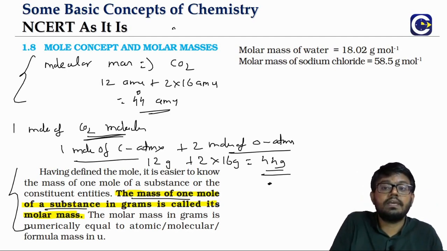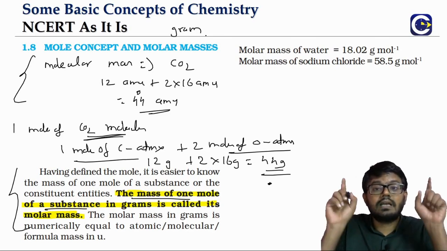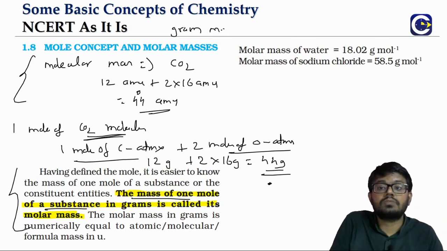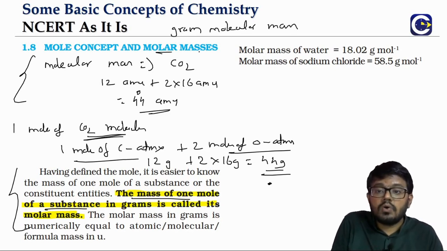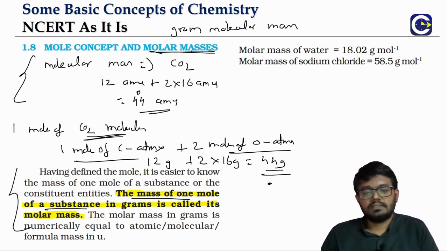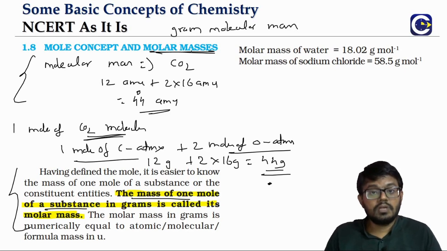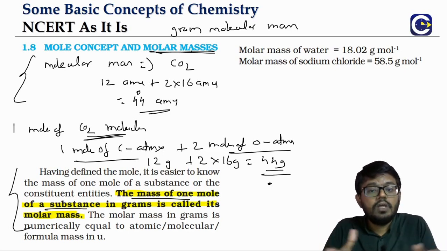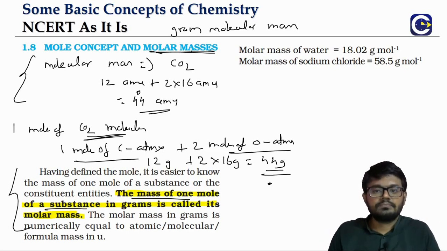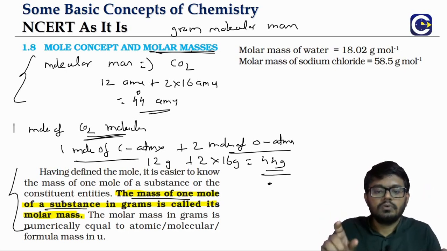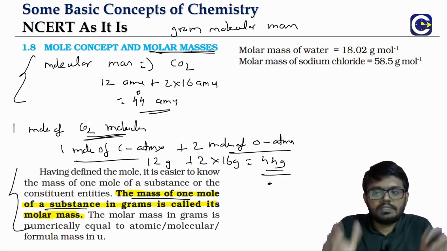So that is the reason why, just like we have used the word gram atomic mass, here we will be calling it gram molecular mass, but this is more commonly known as molar mass. What is it? Molar mass means the mass of 1 mole of the substance. Generally we are talking about molecular substances.